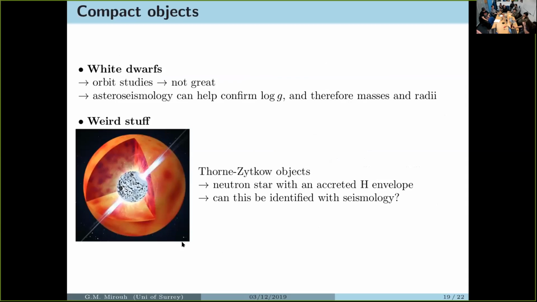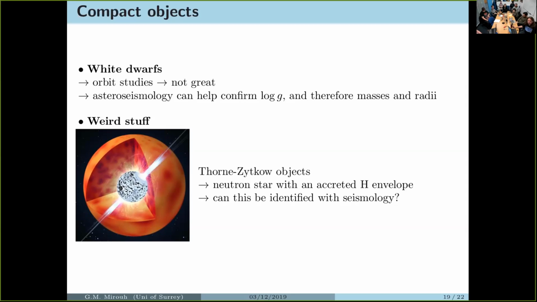Let's move on. Other compact objects, you have white dwarfs. The orbit studies of white dwarfs are not great, but asteroseismology can help confirm the log gs we measure, and therefore the masses and the radii. There is much more to it, but sadly I don't know much more. And then with a companion, you can do the weird stuff. So I put this thing here, the Thorne-Żytkow objects. I forgot the dot on top of that Z.